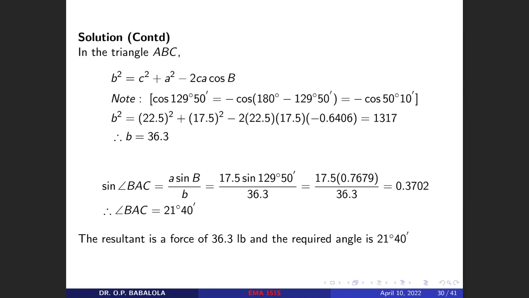Here, what we have done is we have used the sine law, and here again we have used our sine law. That's all we have done in both cases.